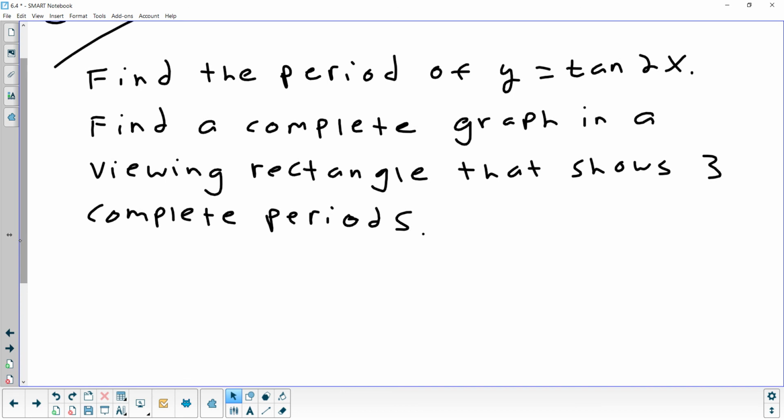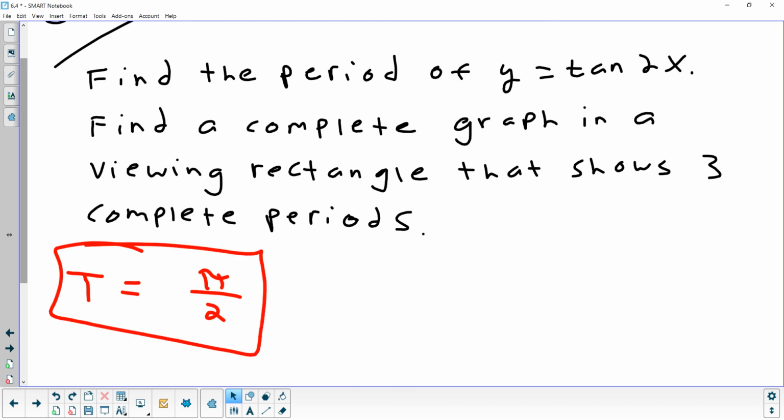All right, y equals tangent 2x. Can somebody remind me, what is the formula to find the period of tangent? Yep. Pi over b. And what's b in this case? 2. So, did you say 2 pi over b or pi? Said pi. Oh, pi, okay. So, the period of tangent in this case is pi over 2. So, find the period. That's the period.